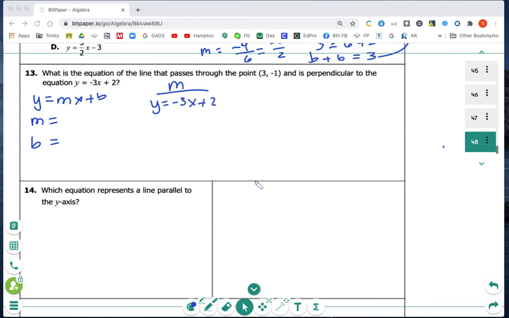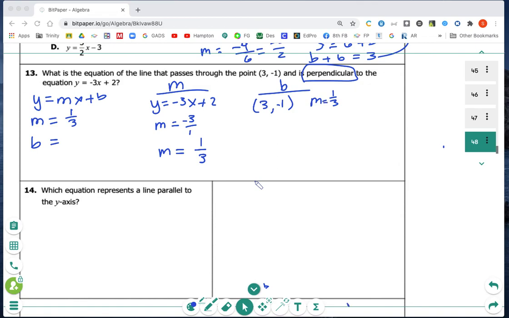It's perpendicular, so I'm going to do flippy flippy. So the m here is negative 3 over 1. So I'm going to flip the fraction to 1 over 3, and I'm going to flip the negative to a positive. So my slope is going to be 1/3. To find my b, I'm going to take the ordered pair that they gave me and the slope that I just found.